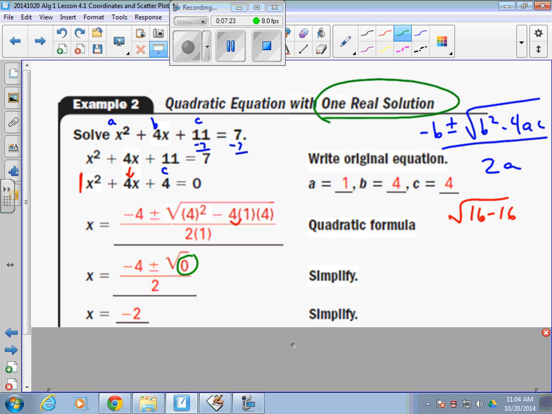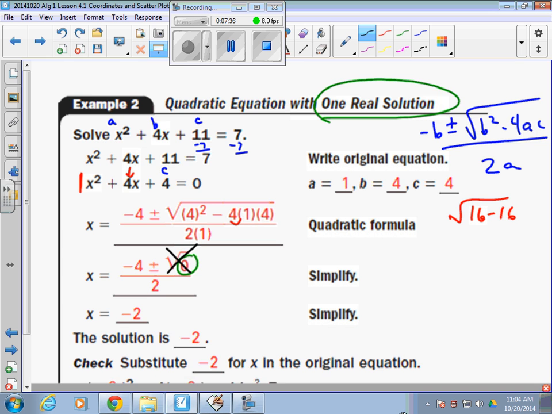So negative 4 plus or minus the square root of 0. This is just like saying plus 0. It doesn't matter if you add 0 or subtract 0. So what you wind up having is negative 4 divided by 2, which simplifies to the number negative 2.